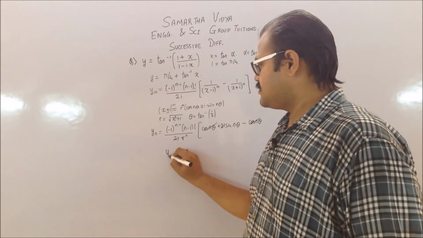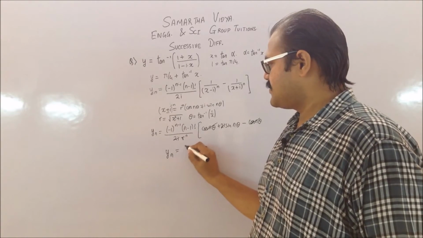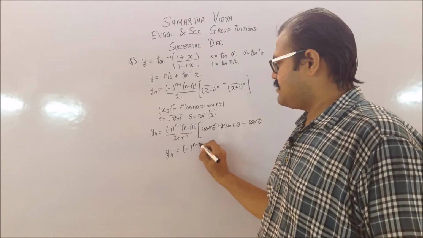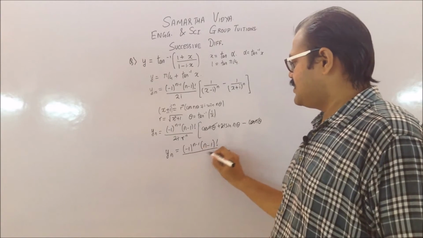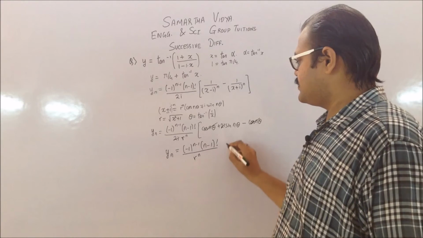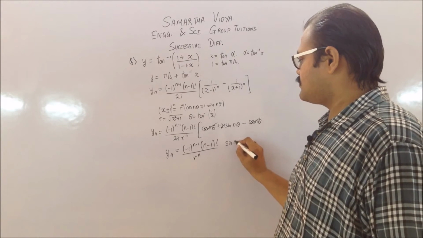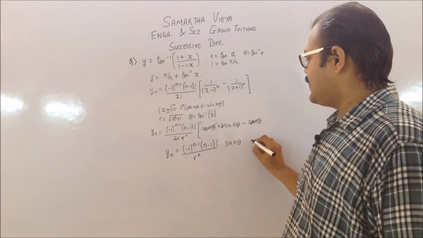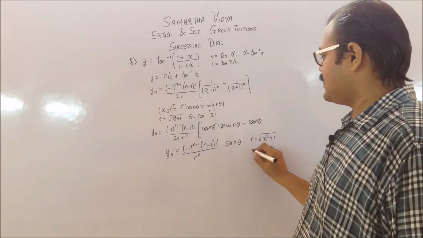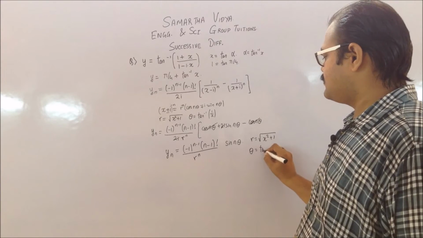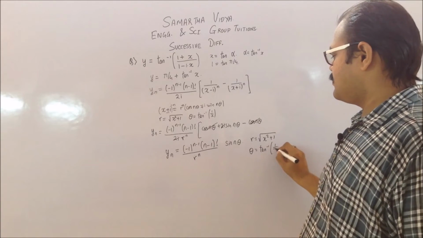So the only term remaining is minus 1 raised to n minus 1 factorial divided by r raised to n into sine of n theta, where r is nothing but root of x square plus 1 and theta is nothing but tan inverse of 1 by x.